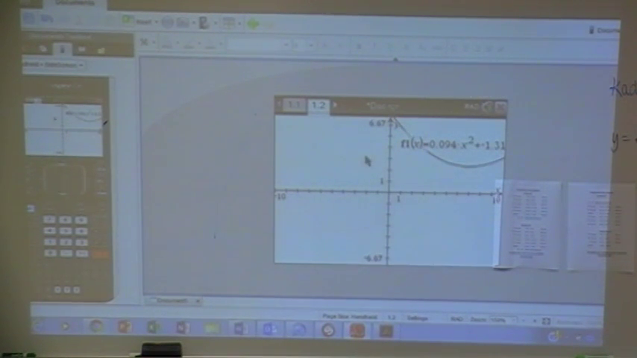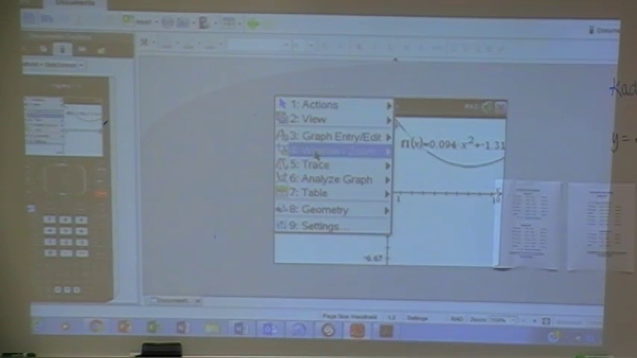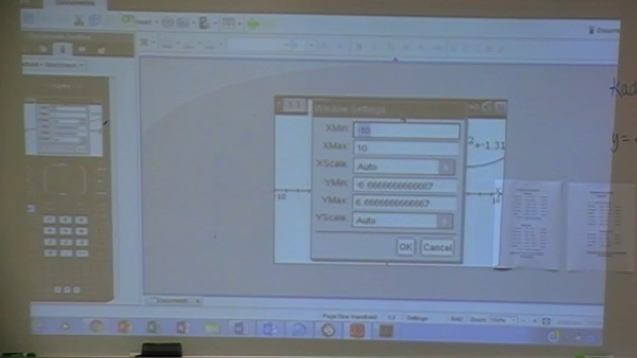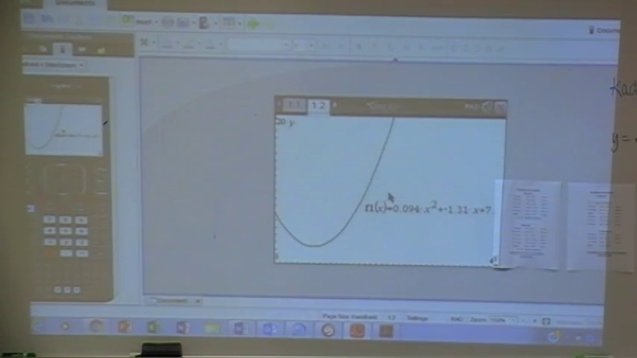Now, once I do that, I'm going to adjust my window, because we're talking about pizza diameter and cost, neither of which can be negative. So I'm going to hit Menu, 4 for window, window settings. Diameter of a pizza, I don't know, we'll say 40. Cost, I don't want to pay more than $20 for a pizza, so we'll see. There we go. That looks decent.